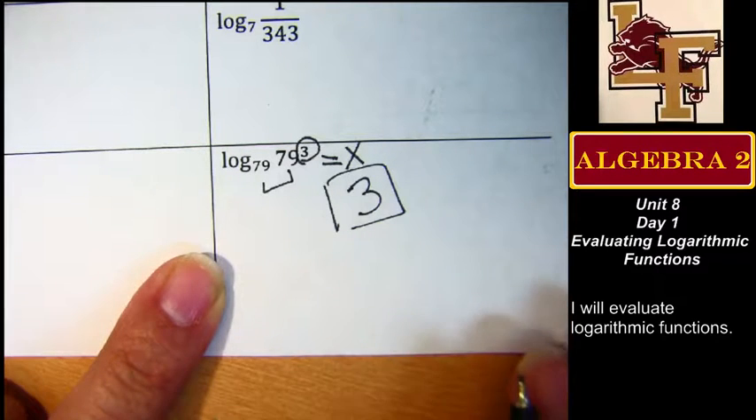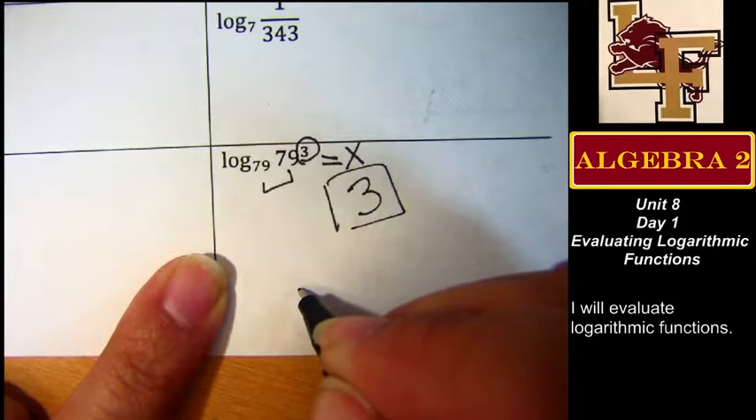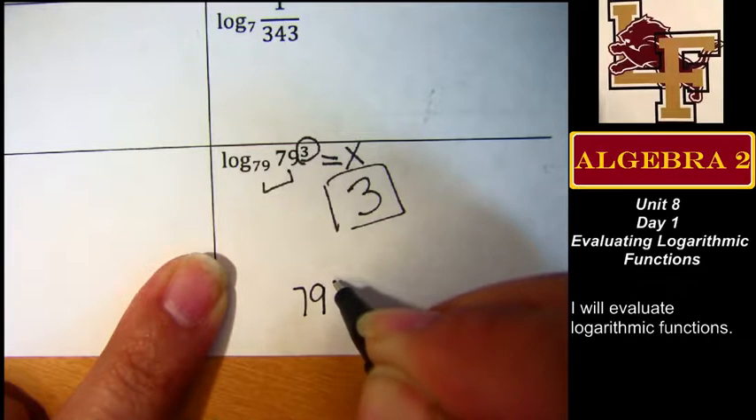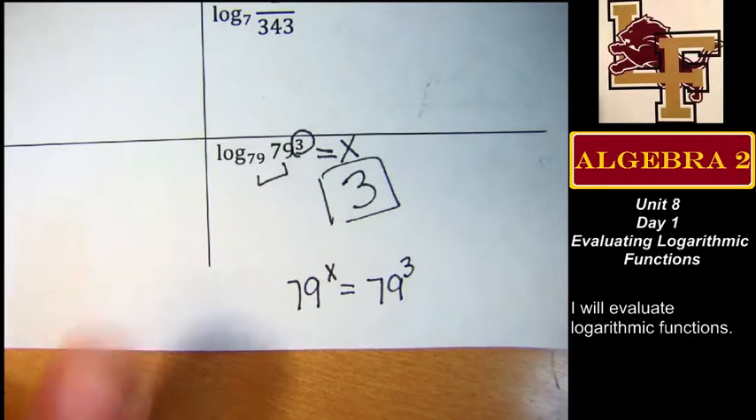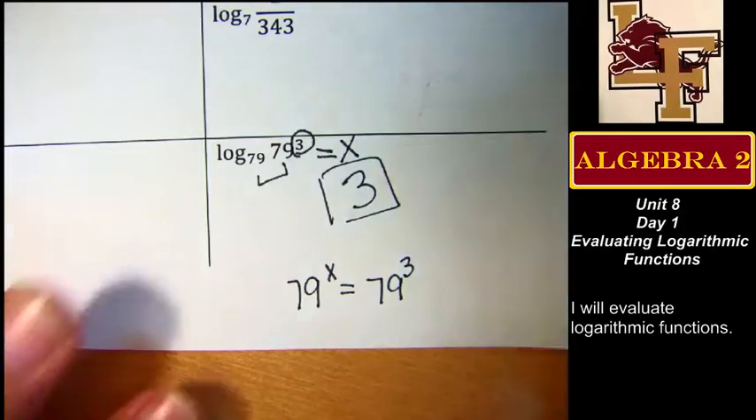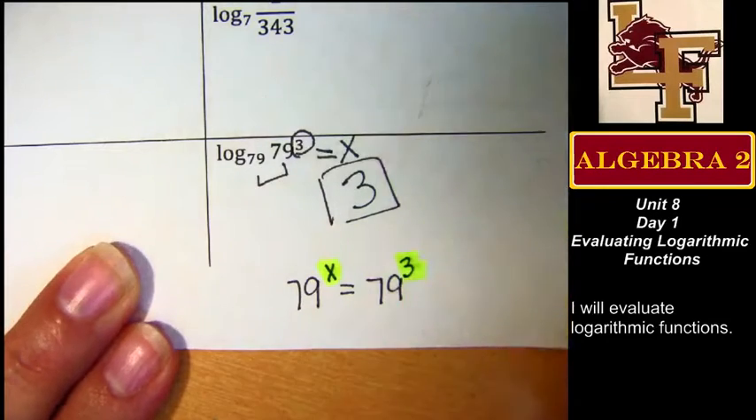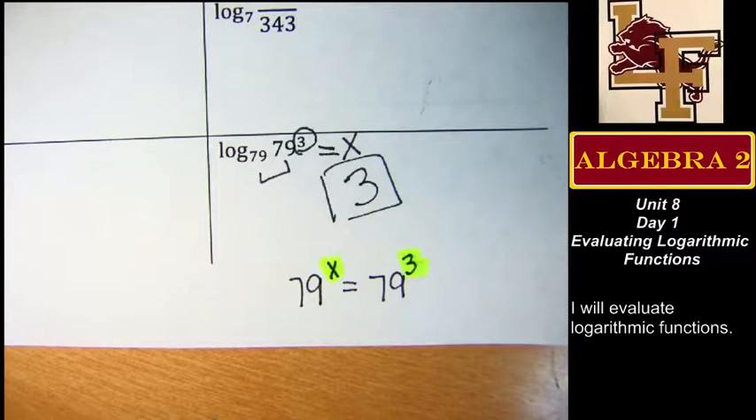We're okay with that so far? What's the base? 79. What's the exponent? X. What's the result? 79 to the power of 3. So x equals 3. I have 79 to some power equals 79 to the third power. So if they're matching, it's kind of like filling in the blank.